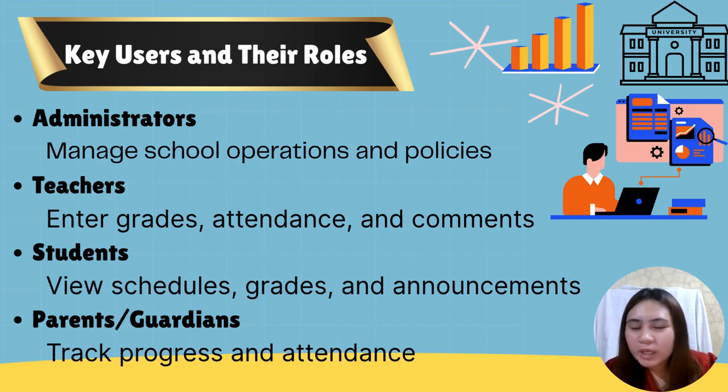The third one are the students. Students can use the system to view their schedules, grades, assignments, and school announcements. This helps them stay informed and updated about their academic activities. And lastly, parents or guardians. They can track their child's academic progress and attendance through the SIS. In this way, it allows them to stay connected with their child's education. One example is that a parent can immediately check if their child is attending classes or passed an exam by simply logging into the student information system.